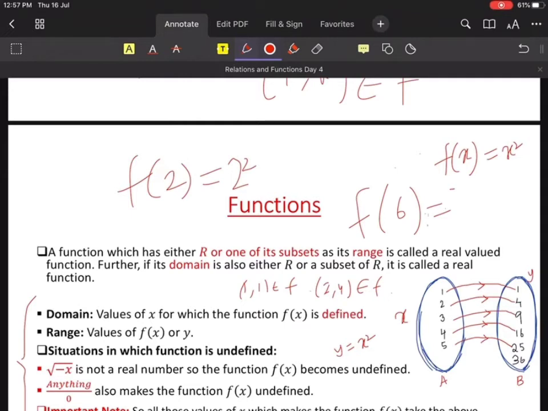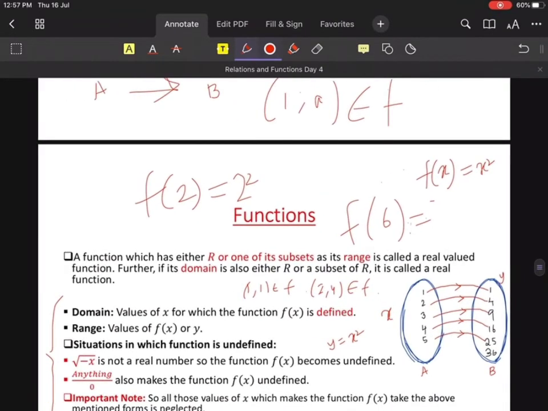For element 6, the function is undefined. Understood? Have you understood this definition? Please tell me. Yes, sir. And those who haven't understood, please go through that video again. Clear? Understood? Yes, sir.